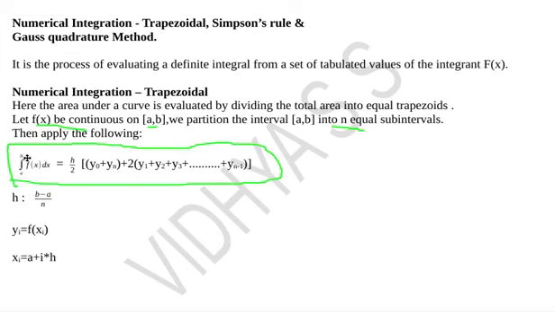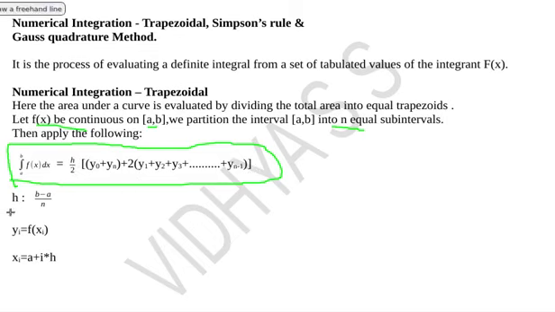Integral a to b f of x dx equals h by 2 into y0 plus yn plus 2 into y1 plus y2 plus y3 plus etc. up to yn minus 1. That is, first we take the sum of the initial term and the final term, plus 2 into the sum of all the other remaining terms, multiplied by h by 2.